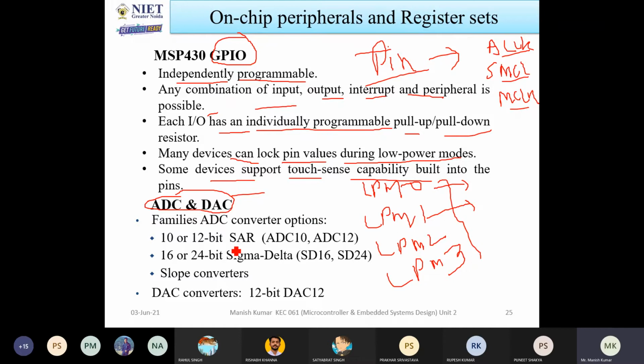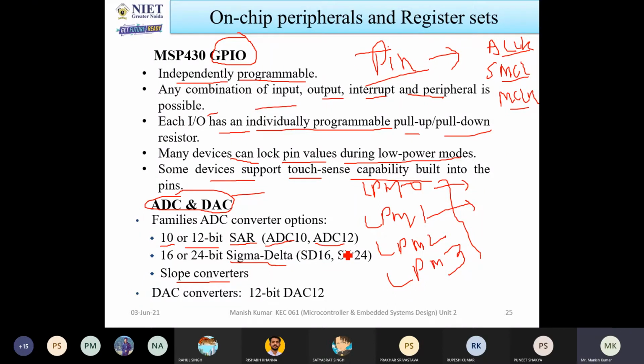There are SAR ADC, Sigma Delta ADC, and Slope ADC. There are three types of ADC converters. A lot of digital converters are present on that. When we are talking about the SAR ADC, there are two varieties, that is called 10-bit and 12-bit. So the ADC 10 and ADC 12. So ADC 10 consists of 10 bits and ADC 12 consists of 12 bits.